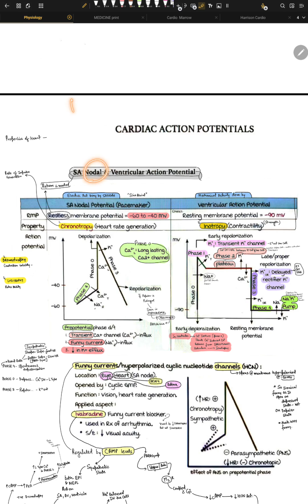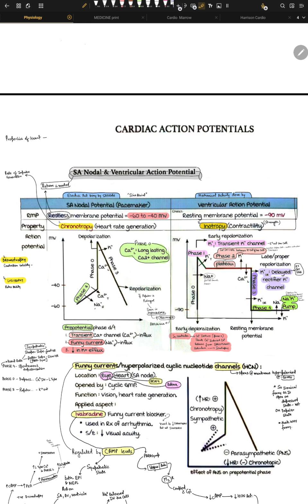NOD, nodal. So node means a knot, or it means a small cluster, right? In biology, node is used for a dense cluster or maybe a center. So wherever you see this word node, think about a center or an epicenter of some cells.